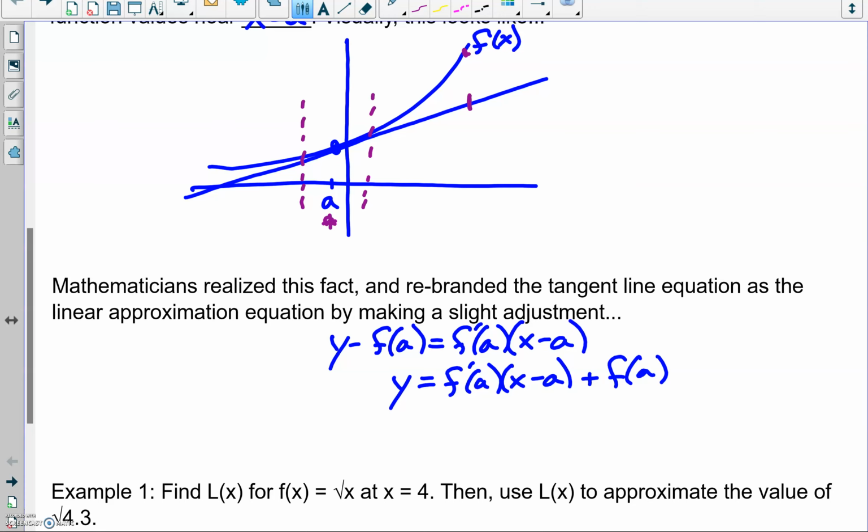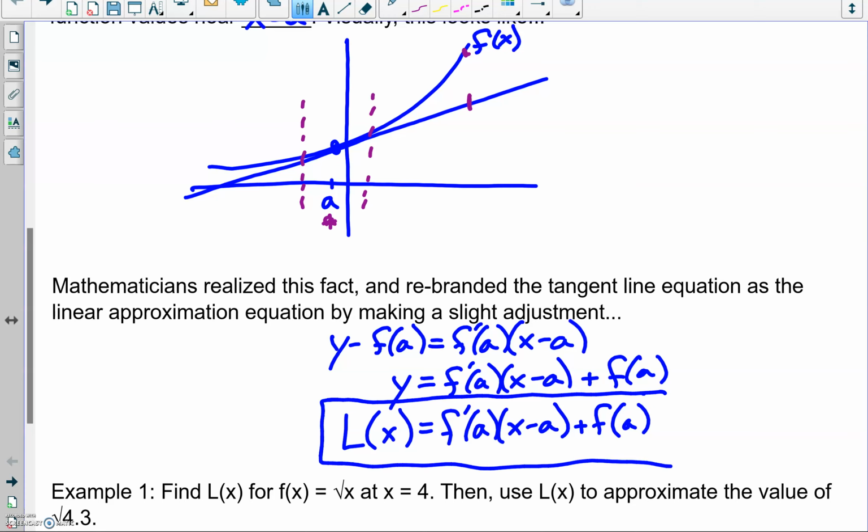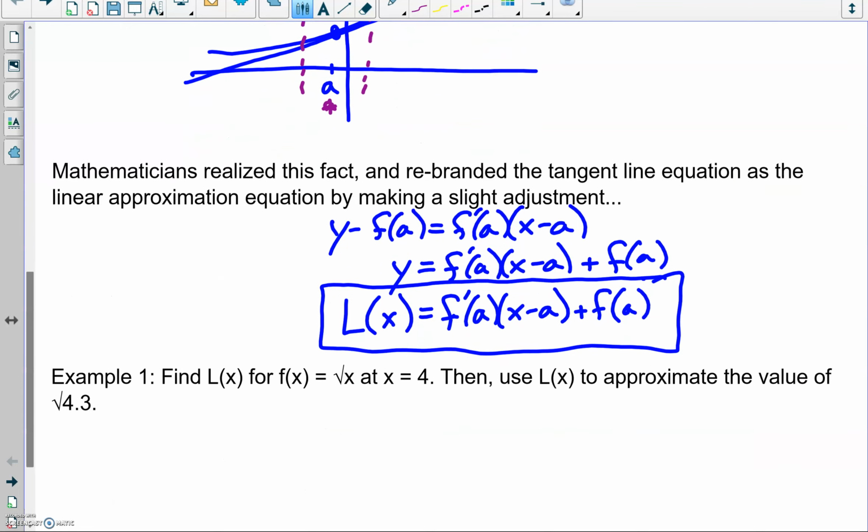We are now going to create the linear approximation equation, or more importantly, a function that we can use, by just saying y is going to be L of x. Everything else stays the same. So this is really not some earth-shattering change of the tangent line equation. It's just a matter of saying, hey, we're now going to use this for this special thing: we're going to use it to approximate values. So we call it the L of x function, the linear approximation function, and it's all just based on the tangent line equation.